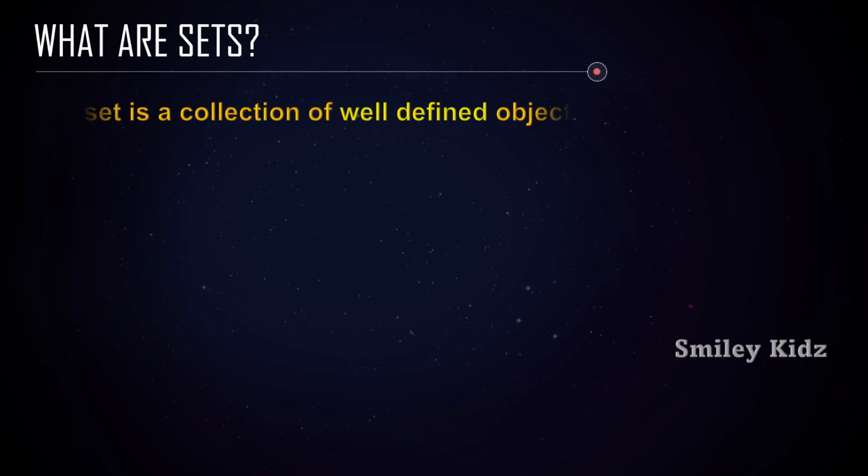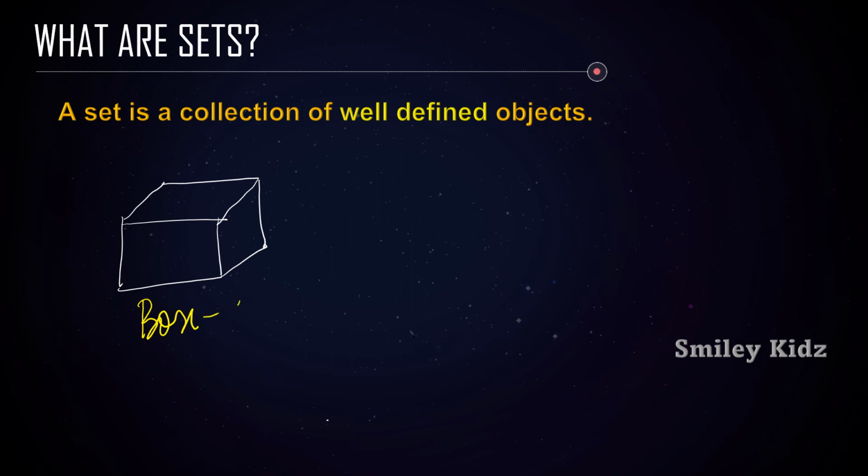What are sets? Now, a set is a collection of well-defined objects. Now, let me take an example over here. Let us take a box and compare this box with a set. All right, I'm telling that this box right over here is a set, and this box contains some sort of elements in it. In the same way, a set contains elements in it. These are known as elements.